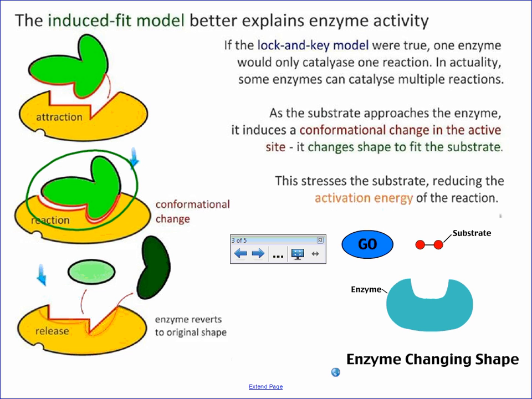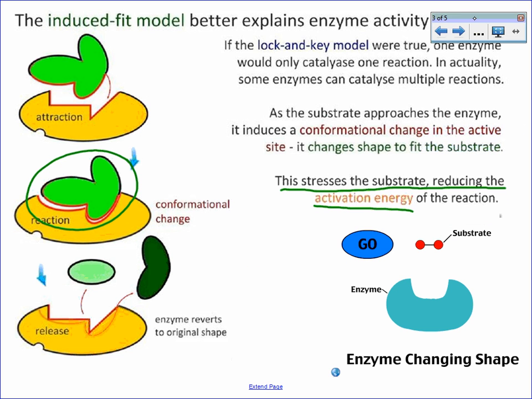Ultimately, what the enzyme is doing is stressing the bonds inside of its substrate. That stressing of the bonds lowers something called the activation energy of the reaction and allows it to proceed more quickly, for less energy, and ultimately it will occur as a result of the enzyme, even though it could potentially happen on its own.